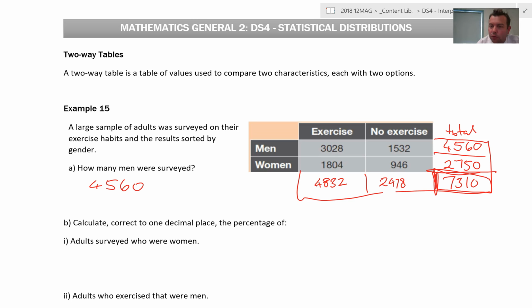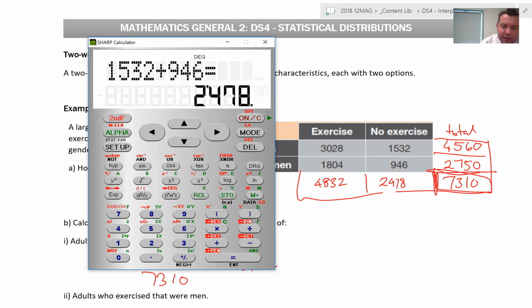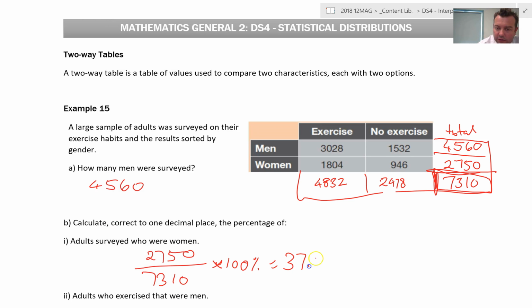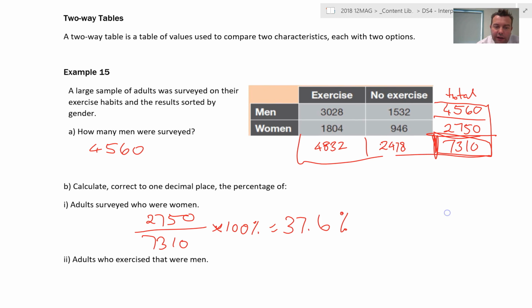So the percentage of adults surveyed who were women. Now this is the number of adults. This is the number of women. So it's going to be 2,750 divided by a total of 7,310, times 100%. What do I get? 2,750 divided by 7,310 equals 37.6. 37.6%. There we go.